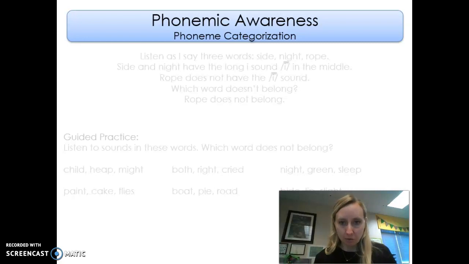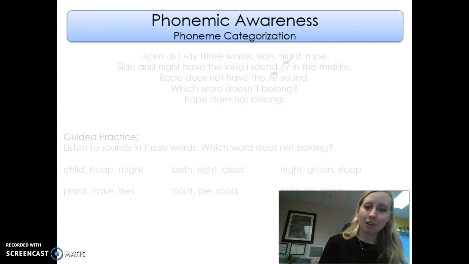Listen as I say 3 words. Side, night, rope. Side and night have the long I sound in the middle. Rope does not have the I sound. Which word doesn't belong? Rope does not belong.